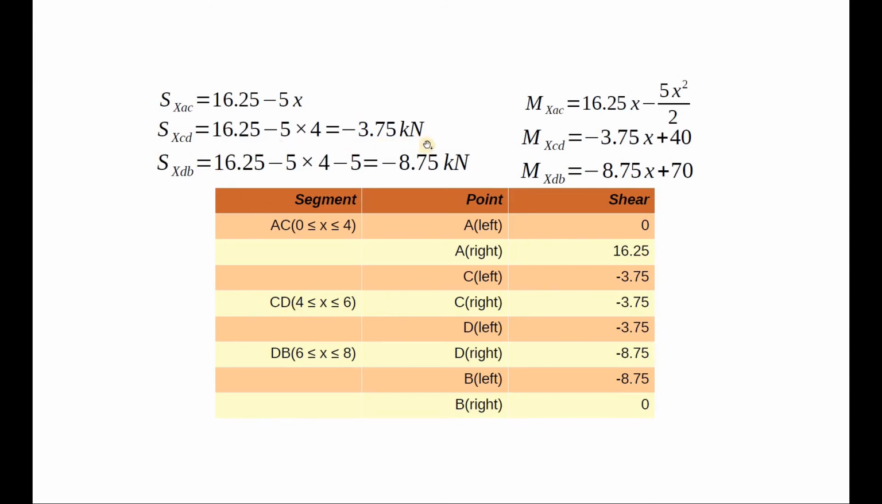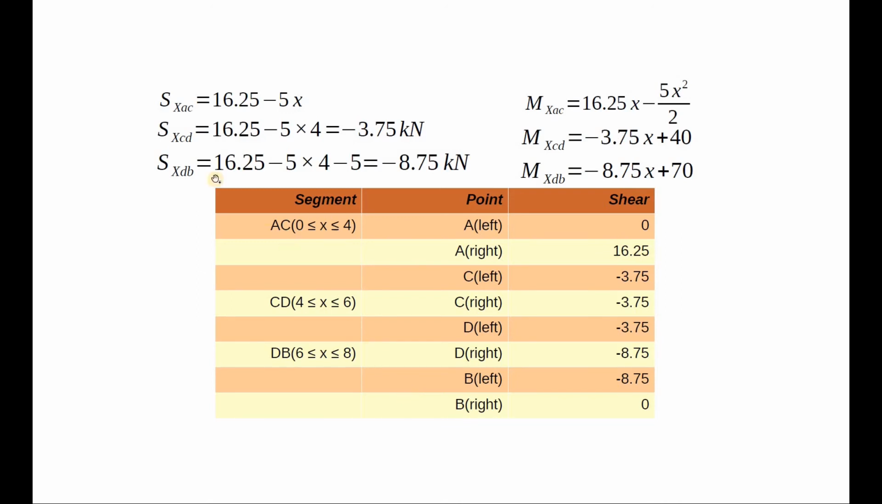Going to the next expression, you can see here that the value for shear force in this segment remains constant as there are no x terms. The value of shear force in this segment is negative 3.75, which means that it will be plotted below the baseline. The variation of shear force from point A to C is linear. So the values of 16.25 and negative 3.75 will be joined with a line.